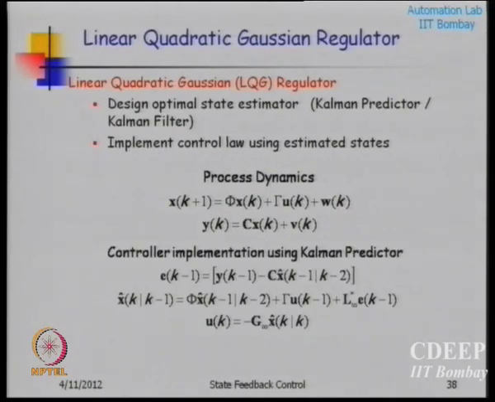Well, the way you implement the controller is not using the actual state feedback, but using output feedback. What you do is, you construct a state estimator. Here I have constructed a predictor, just to keep my development simple. It is possible to do the same thing using a Kalman filter. I could have done everything using a Kalman filter. I am just choosing to develop the entire notes using a Kalman predictor. That is only to keep the mathematics or algebra simple.